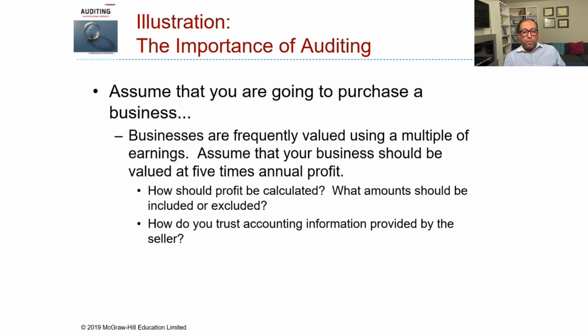So the price is settled that the buyer is going to pay 5 times, or normally 5 to 7 times, the profit the business has the capacity to earn. Now, how can we judge how much profit was earned during the last year or a year before?